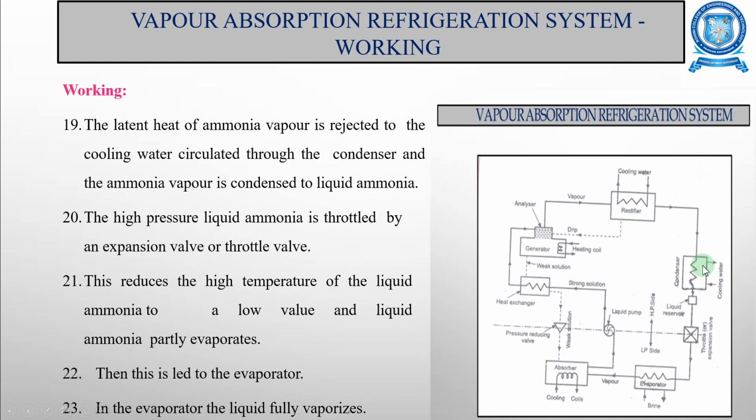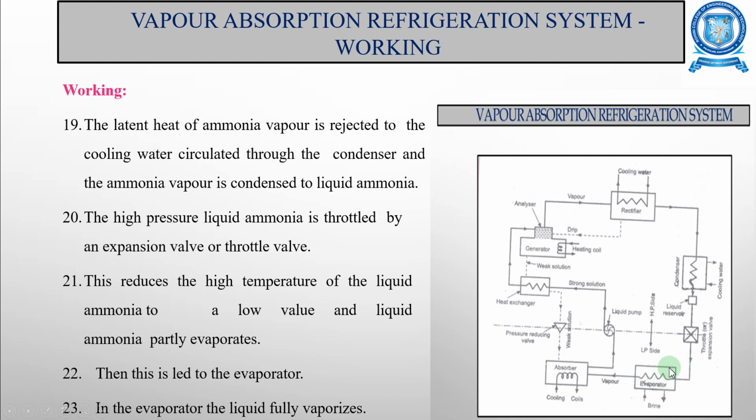Now the latent heat of ammonia vapor is rejected by the cooling water circulated in the condenser, and the ammonia vapor is condensed, forming liquid ammonia. Now this high pressure liquid ammonia is throttled by an expansion valve or a throttle valve. Here you can see a throttle valve. This reduces the high temperature of the liquid ammonia to a low value, and the liquid ammonia partly evaporates. Then this is led to the evaporator.